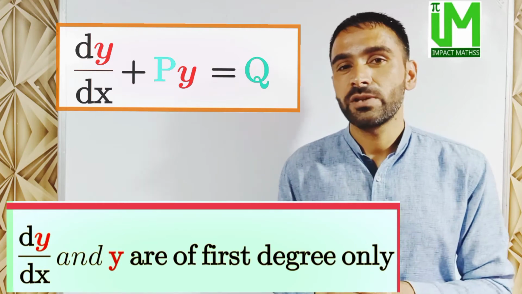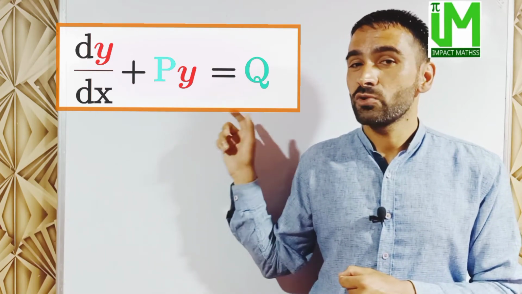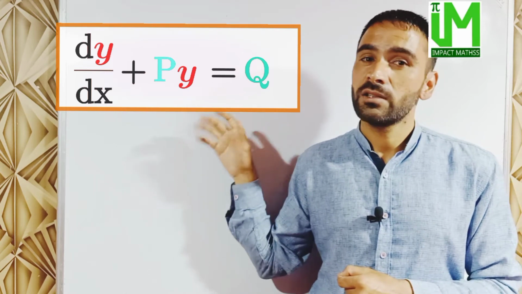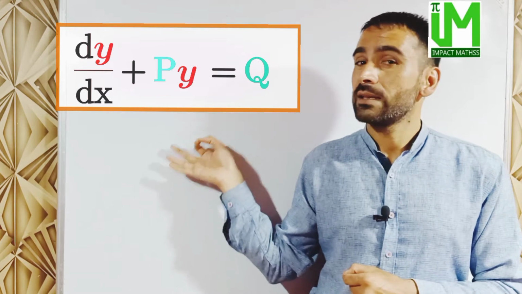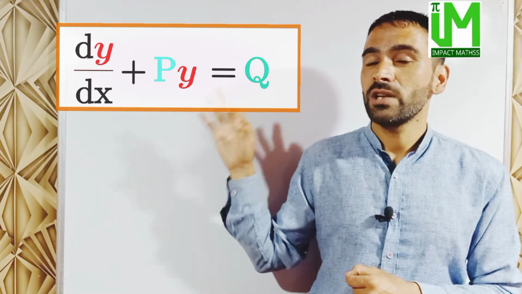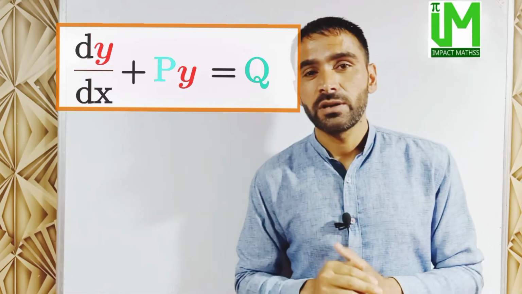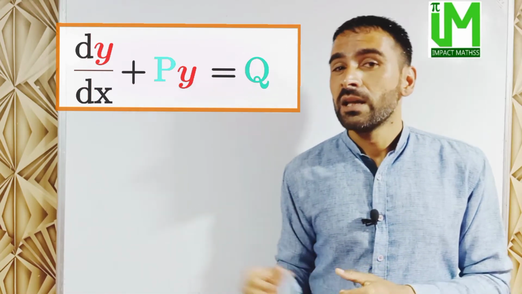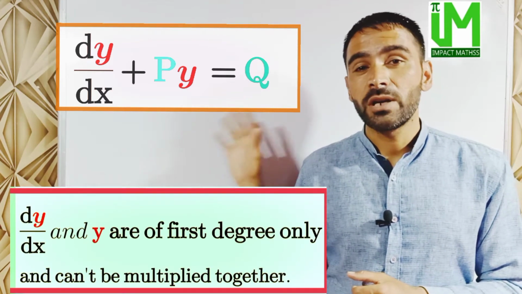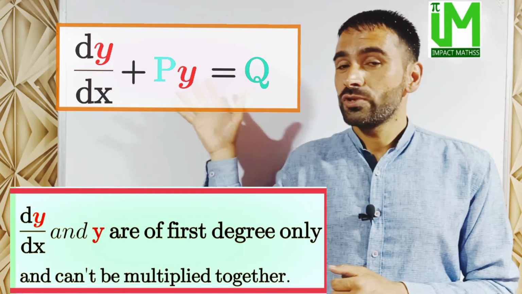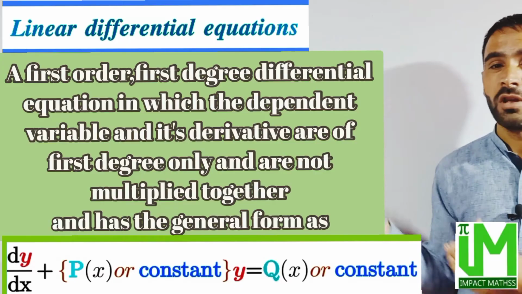So the linear differential equation has the general form as dy by dx plus p into y is equal to q. And again, thing to be noted here is that the dependent variable y and its derivative with respect to independent variable is of first degree. And the second important thing to be noted here is that the dependent variable and its derivative is not multiplied together.